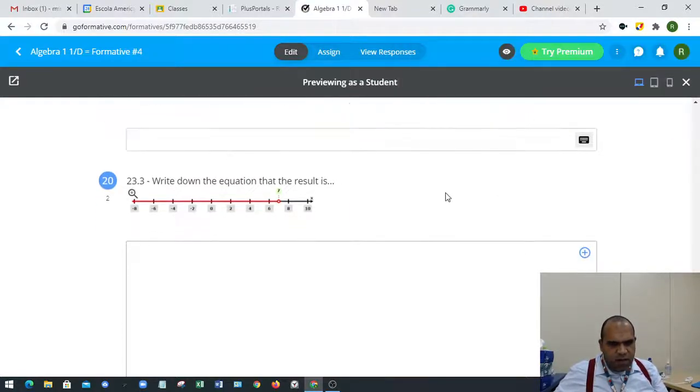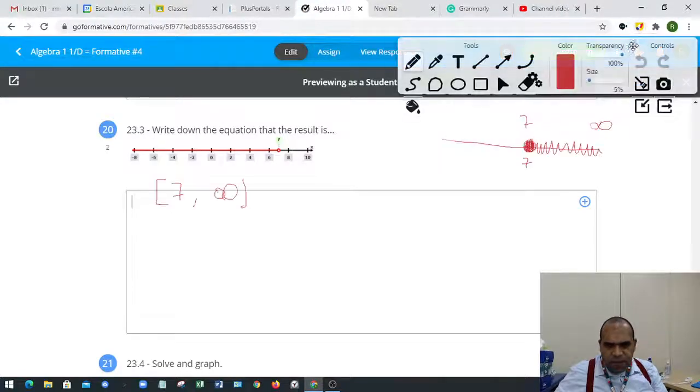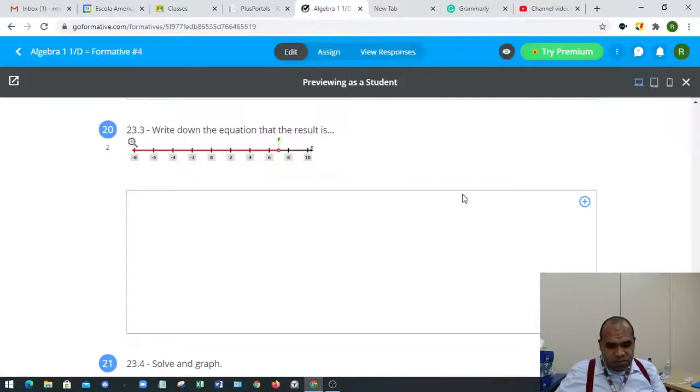Next one. Write down the interval notation for the result. I have number 7. Okay, I know these two guys here. Here is negative infinity, and here is number 7. I know it's number 7. I'm looking for numbers less than 7. Numbers less than 7 is an open circle. It's just less than. Yeah, that's pretty simple.